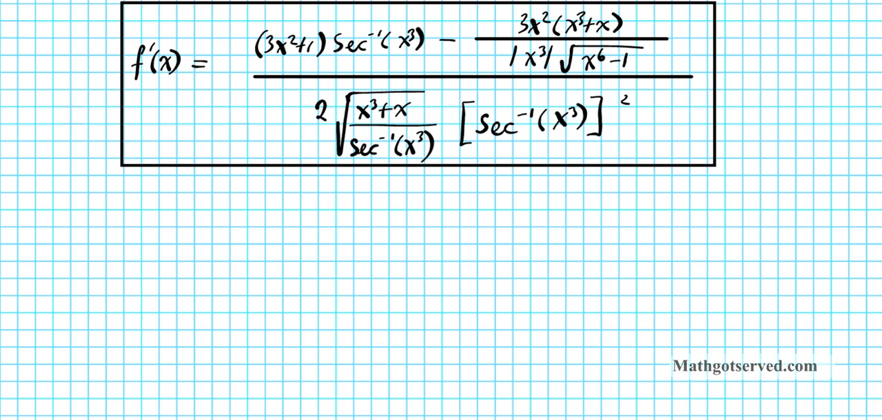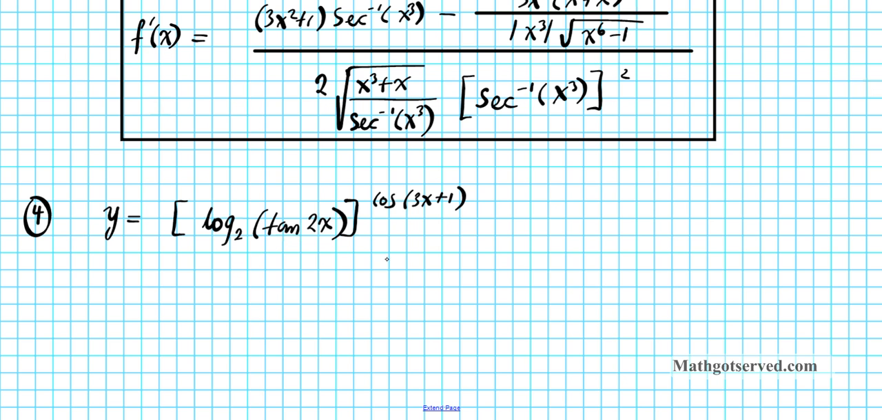So for problem 4, we have y equals log base 2 of tan 2x, raised to the cosine of 3x plus 1. Anyway, when you have a situation like this, a function raised to a functional exponent, you're going to have to use logarithmic differentiation. So let's go ahead and use logarithmic differentiation to find y prime.